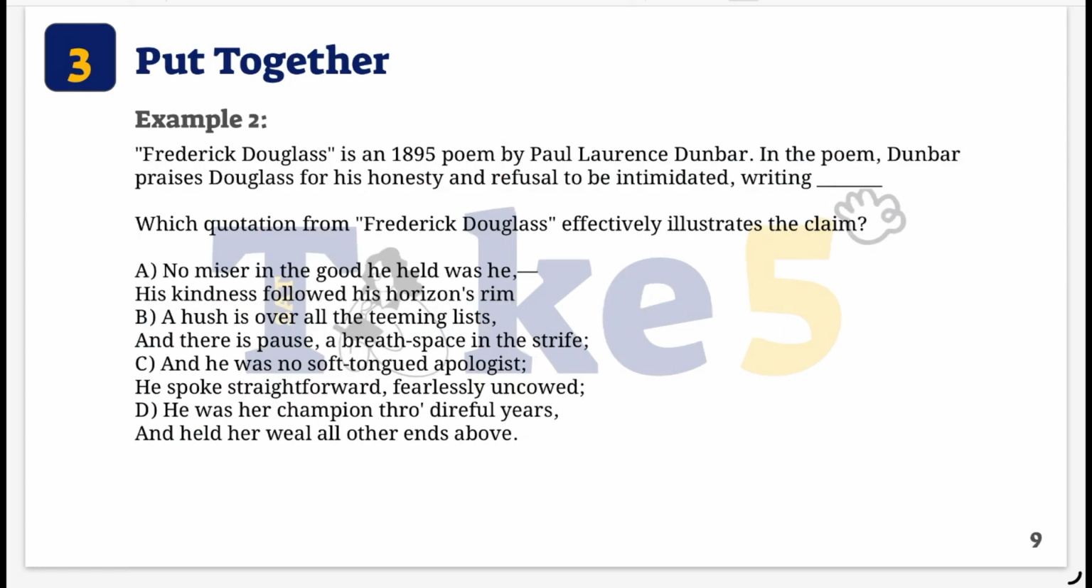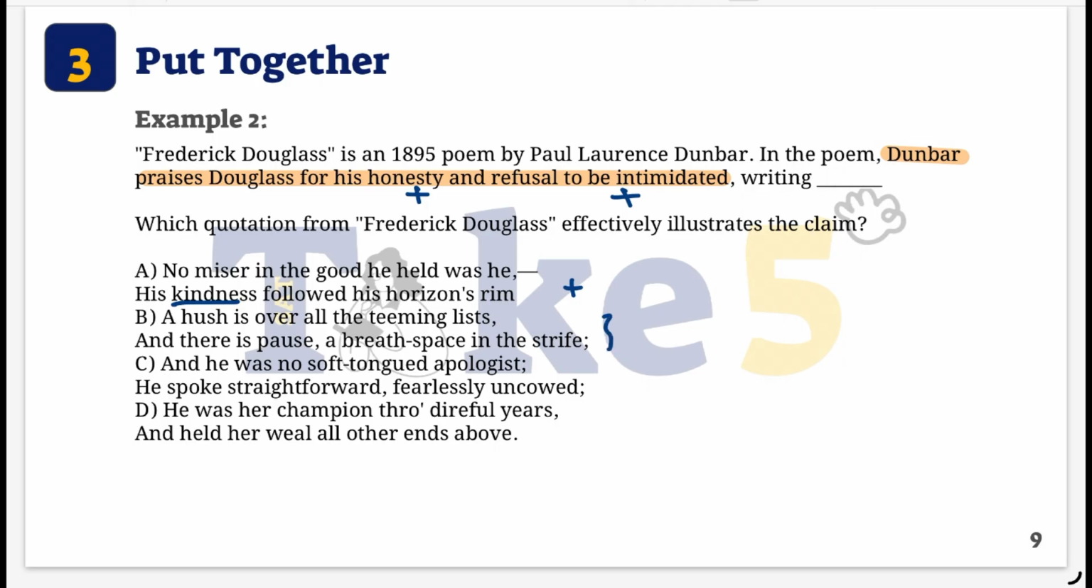For this second example, we'll start by defining the claim. Dunbar praised Douglas for his honesty and refusal to be intimidated, which can be noted as a positive feeling. The correct answer must be positive and illustrate these qualities. A refers to kindness, which is also positive but not the same as honesty. Let's put a positive sign here first.